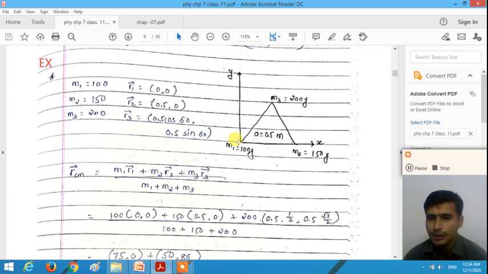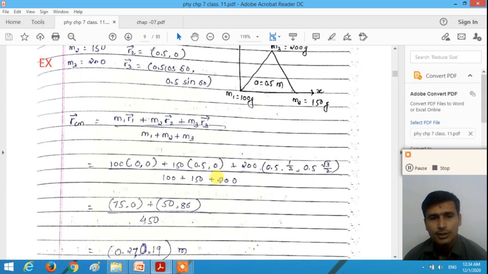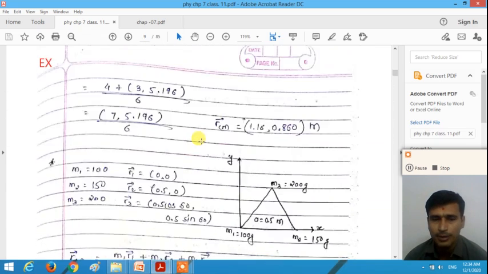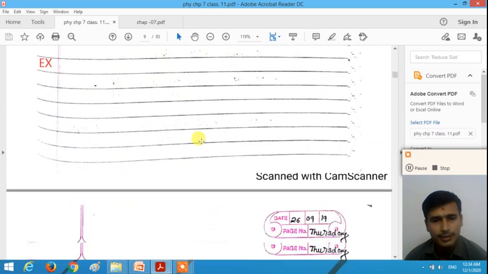So m1 is put at the origin. The position vector of the first particle r1 is 0, 0. The position vector of the second particle r2 is (0.5, 0), and the position vector of the third particle is (0.5 cos 60, 0.5 sin 60), right? So you have to calculate by yourself by putting in the formula R_CM equals m1 r1 plus m2 r2 plus m3 r3 divided by m1 plus m2 plus m3. Solve all three examples in the same way as the previous one, right?